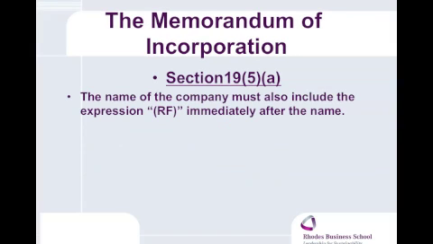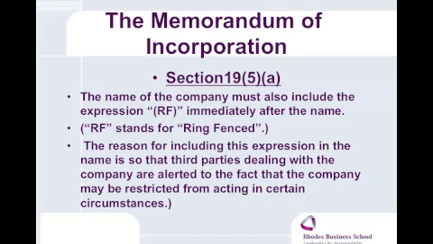And then the moment that we've altered the MOI with a restrictive provision, we have to put the expression RF immediately after the company's name. That's section 19.5. RF stands for ring-fenced, and the reason for that is that we want to draw the attention of third parties to the fact that the company is ring-fenced from the normal provisions, and the basic idea is watch out, there might be more to dealing with this company than immediately meets the eye.